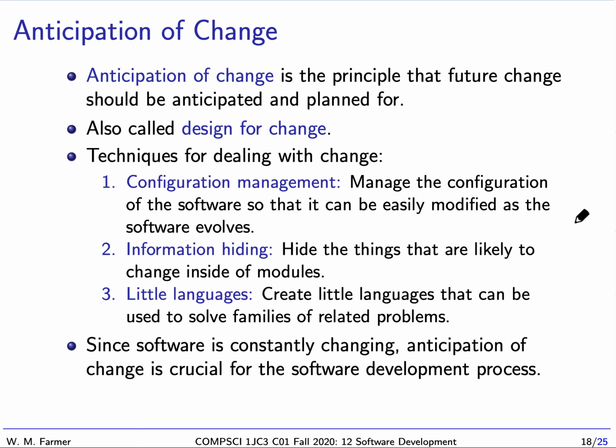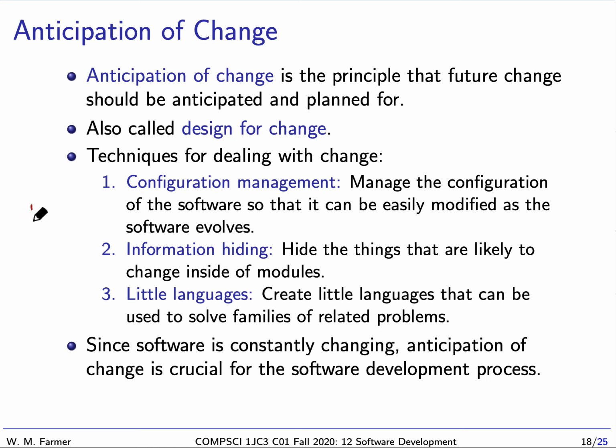So I'm going to mention 3 techniques for dealing with change. The first is configuration management. So we manage the configuration of our software in an effective way. So as the software evolves, we can modify the configuration. So this is a straightforward, obvious way. The second way is what I've already mentioned earlier, that David Parnas has been one of the developers of, and that's information hiding. The idea with information hiding is we hide things that are likely to change inside modules.